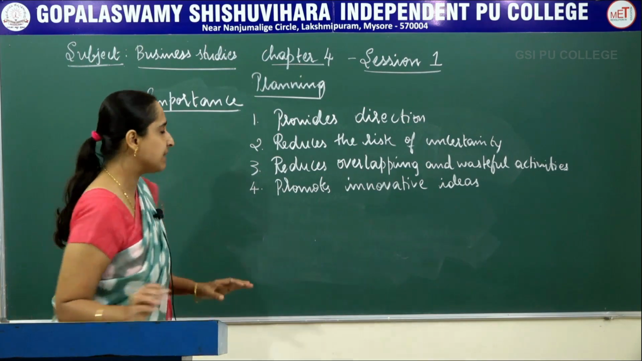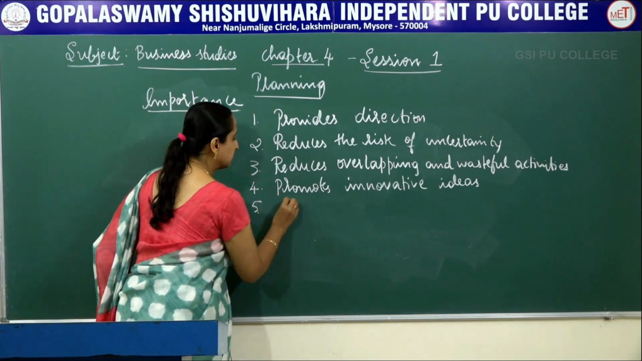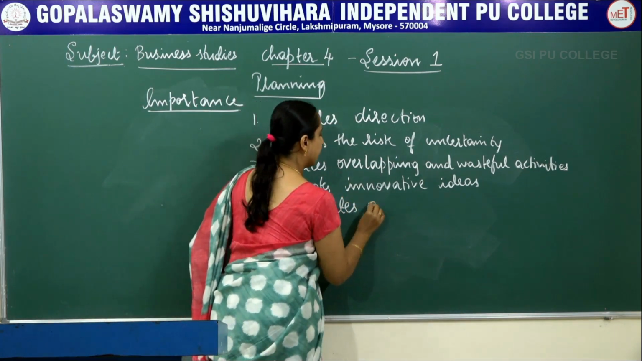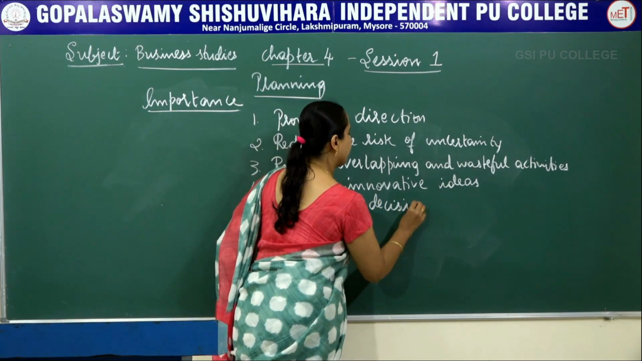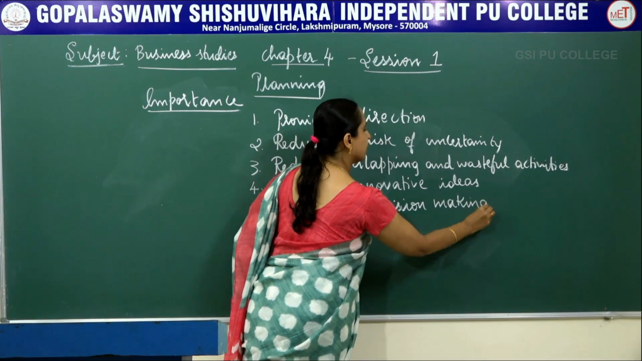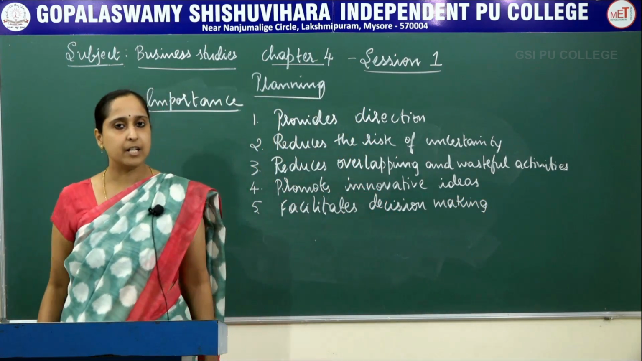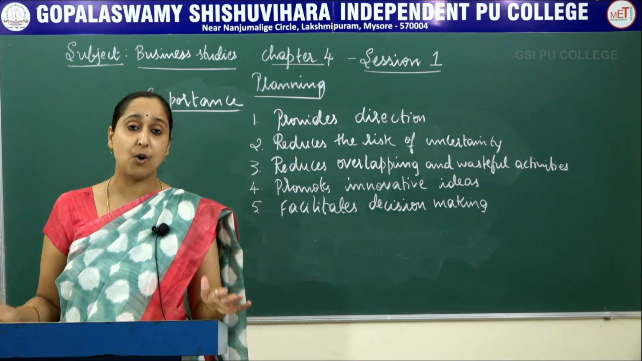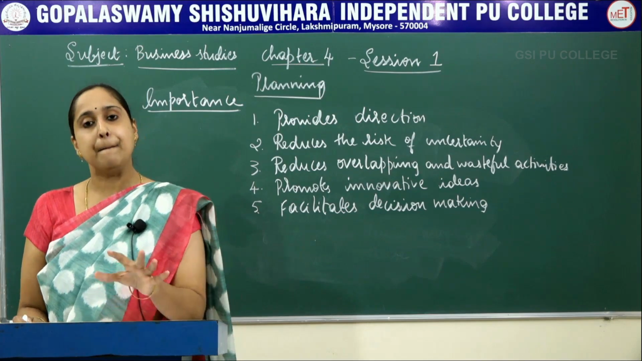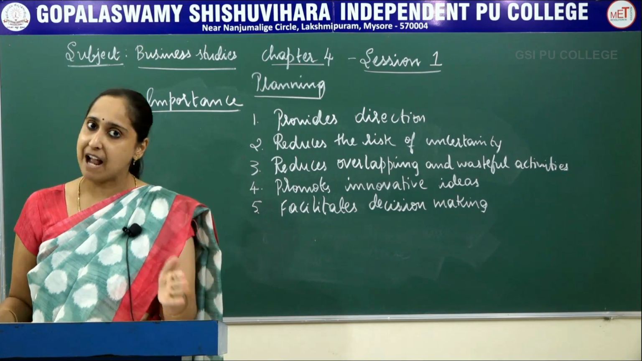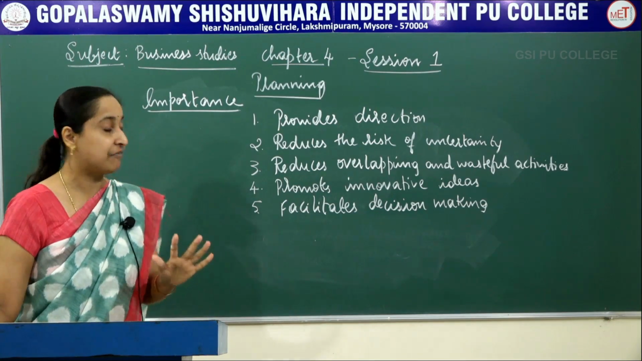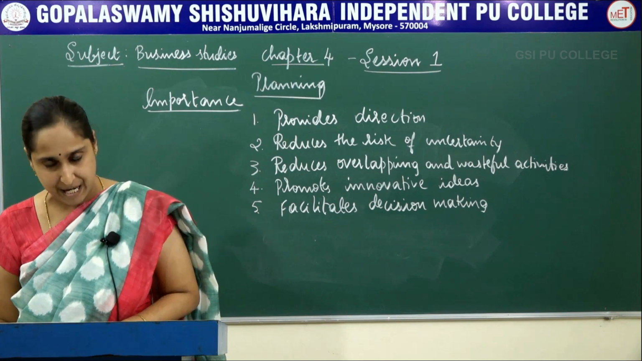Next is planning facilitates decision making. What is decision making? Decision making is when you have a choice, when you have alternatives. When you have two to three alternatives, you decide the best course of action after evaluating each one of the alternatives. So planning facilitates decision making.